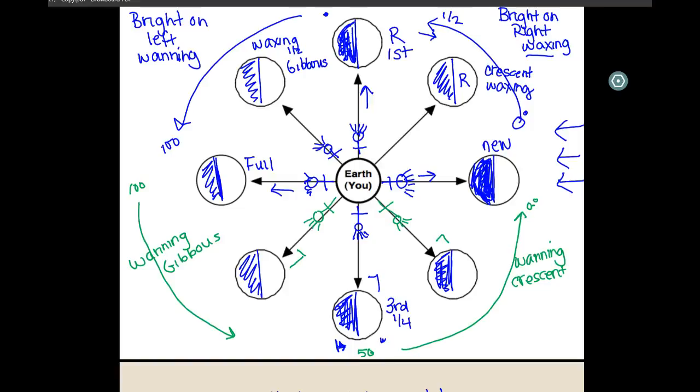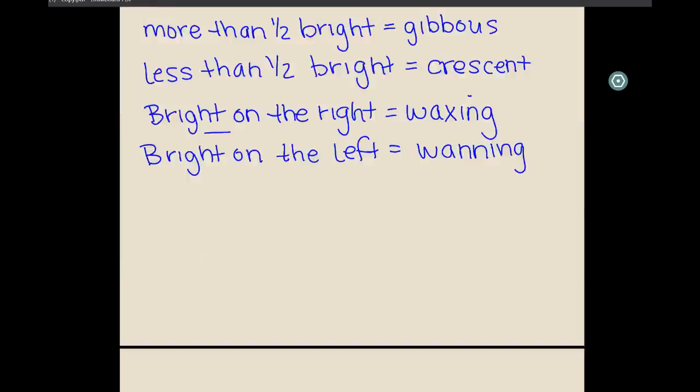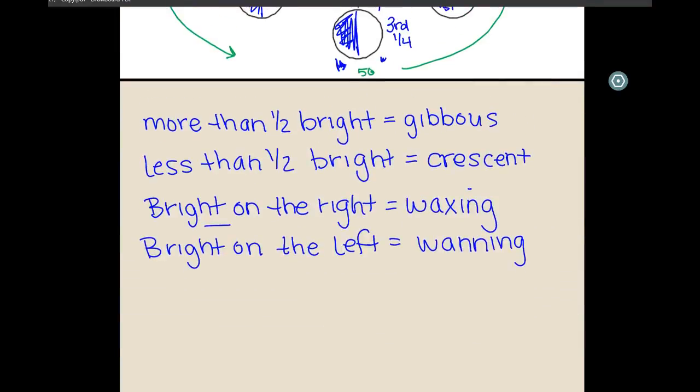So when we're thinking about moon phases, if you remember these things: more than half bright, it's going to be gibbous. Less than half bright, a crescent. Bright on the right, it's going to be waxing. Bright on the left is going to be waning. And I want to add a couple of things to this. And that is, if we use 28 days as the approximate length of a cycle, just for convenience's sake, it's actually a little bit more than that, then we know that a quarter equals 7 days.